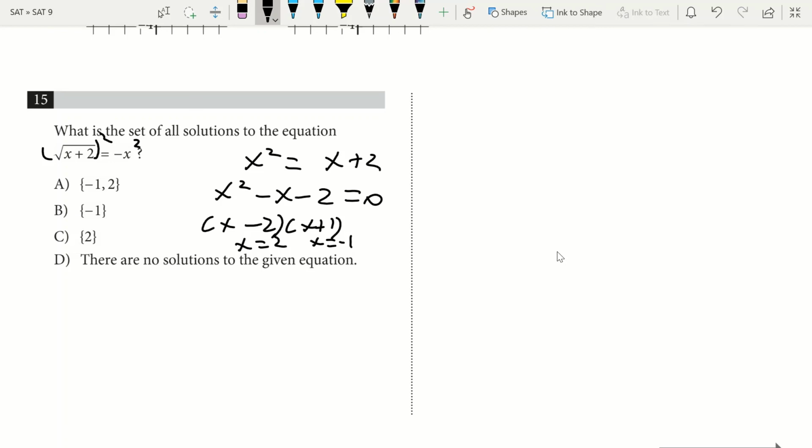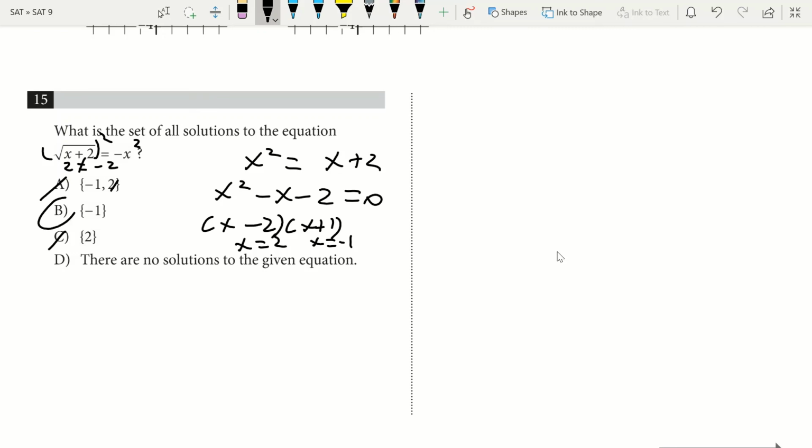So I plug in 2. I get 2 plus 2 underneath that square root. Root 4 gives me 2. Does 2 equal negative 2? It does not, so 2 cannot be an answer. I can get rid of that. So now I can go ahead and plug in that negative 1. Negative 1 plus 2 gives me square root of 1. Square root of 1 is 1. And then negative 1 times negative 1 gives me 1.